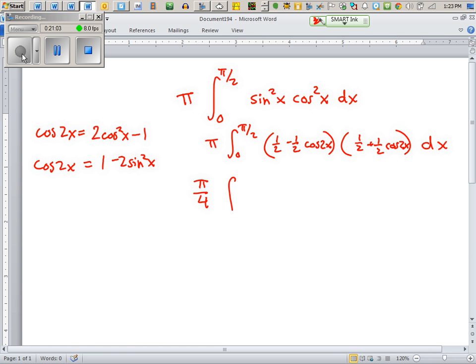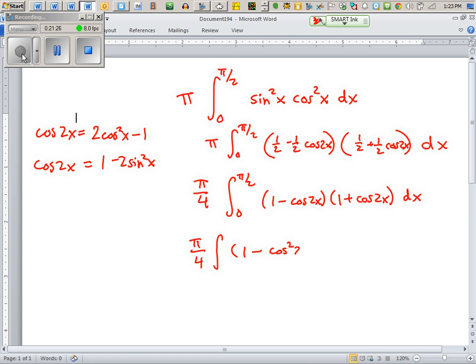So way out in the front, I have a pi over 4 now, and inside I have a 1 minus cos 2x times a 1 plus cos 2x, which I need to FOIL if I'm going to solve it my way here. So you could probably use parts by now, but I'm going to go ahead and FOIL it. This gives me 1 minus cos squared 2x.